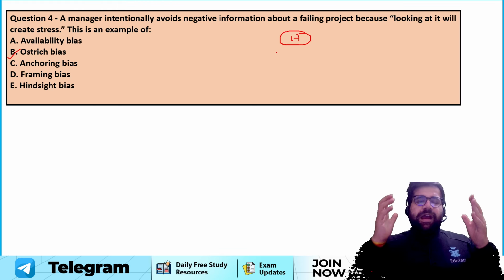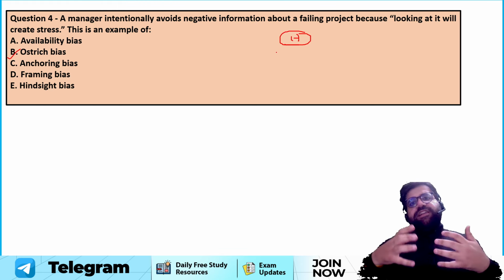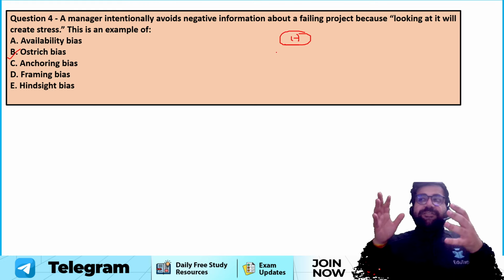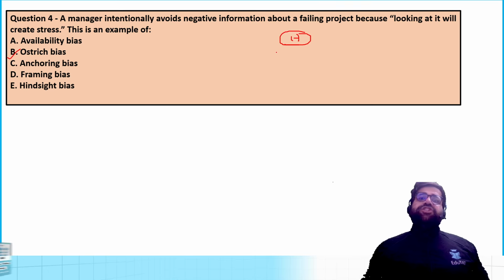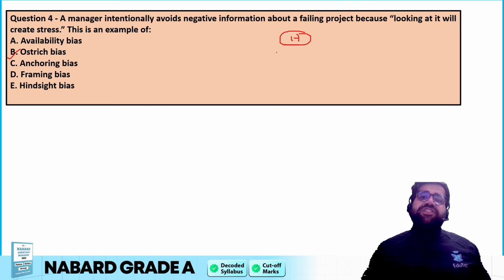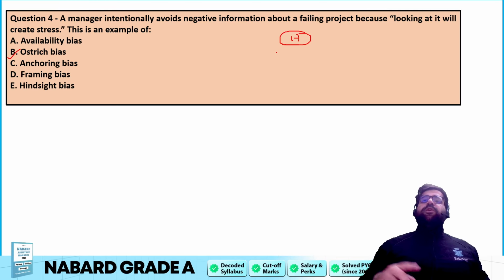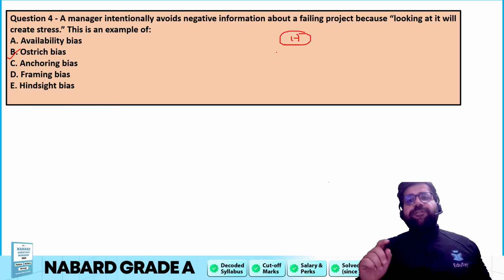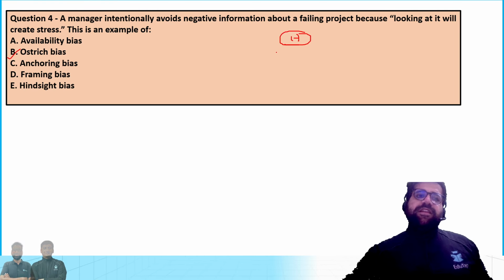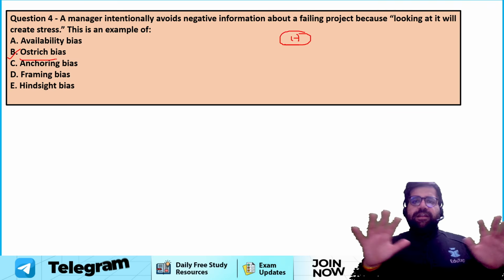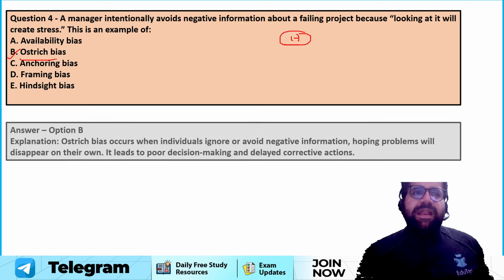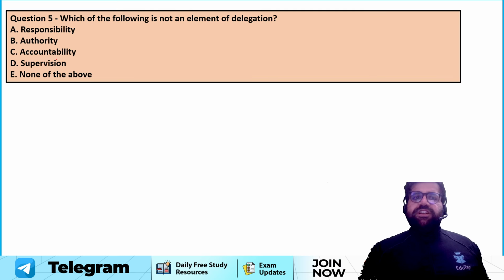It's like you are hiding your face whenever some negative things are coming, because you think that if I see that negative thing, then definitely that will not give me a good picture. Indeed, if you are a good decision maker, then you have to focus on positives and negatives both. But if you are not focusing on negatives, then definitely you are dealing with ostrich bias, a classic case, I would say, in decision making. Right? Now let's move forward to question number 5.